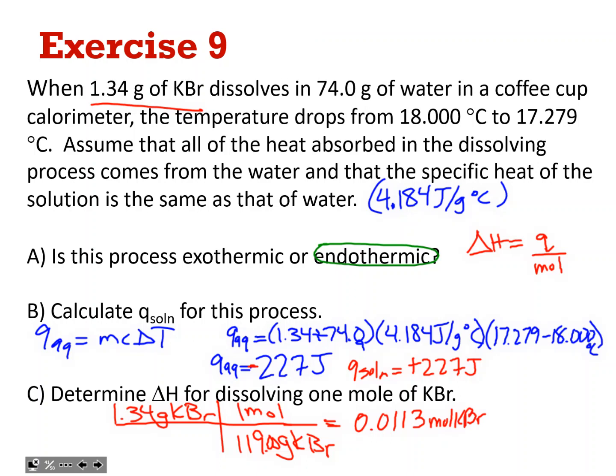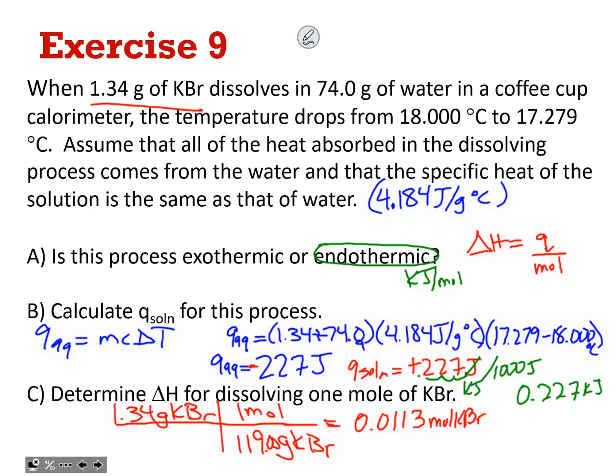Now, what I would suggest you do beforehand, because delta H is expressed in what unit, usually? Delta H is usually kilojoules per mole of the substance, or per mole of reaction, depending on if we're talking about a chemical reaction. Since we're going to change it to kilojoules, I would go ahead and divide this by 1,000, move the decimal over 1, 2, 3, to start off with. So this now changes to kilojoules.